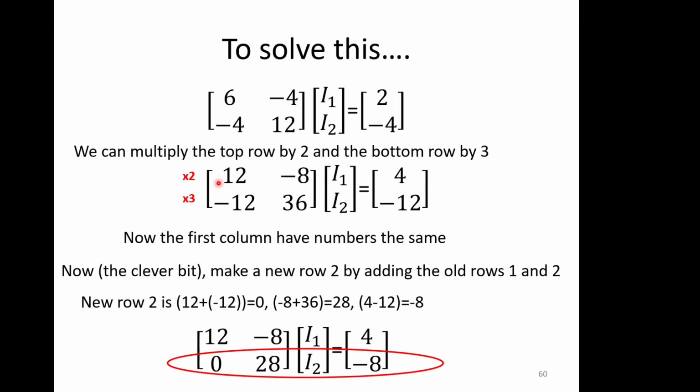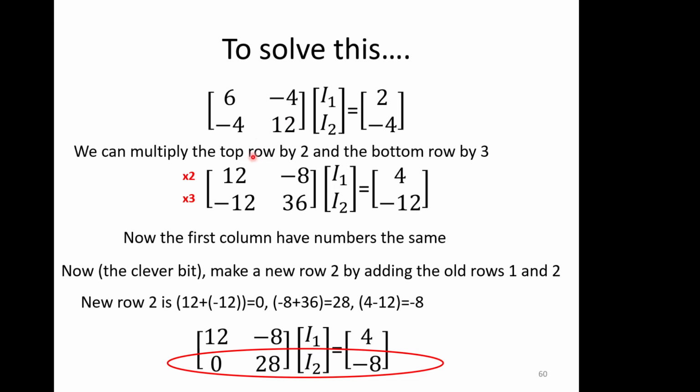So if we do that, multiply that by 2, we get 12 minus 8, and remember this one is 4, and multiply this one by 3, so 4 times 3 is minus 4 times 3 is 12, 12 times 3 is 36, and 4 times 3 is 12 with a minus. Now the first columns have numbers the same, so we've transformed this.